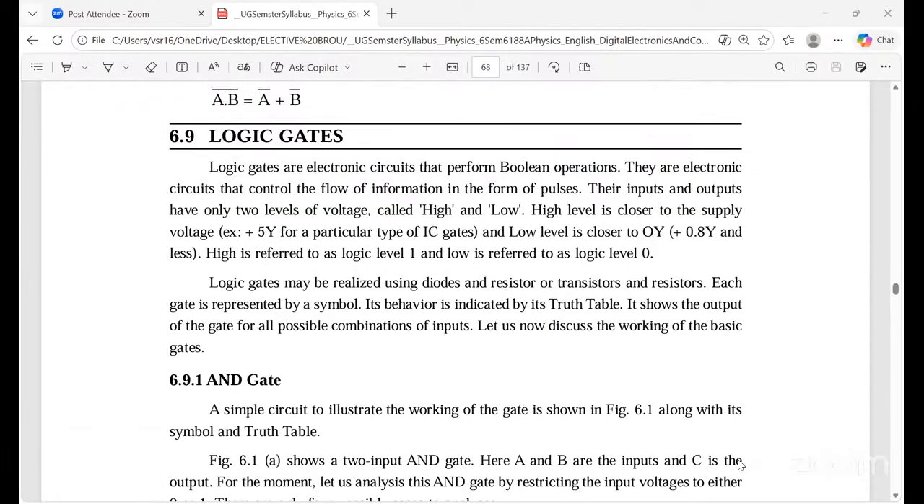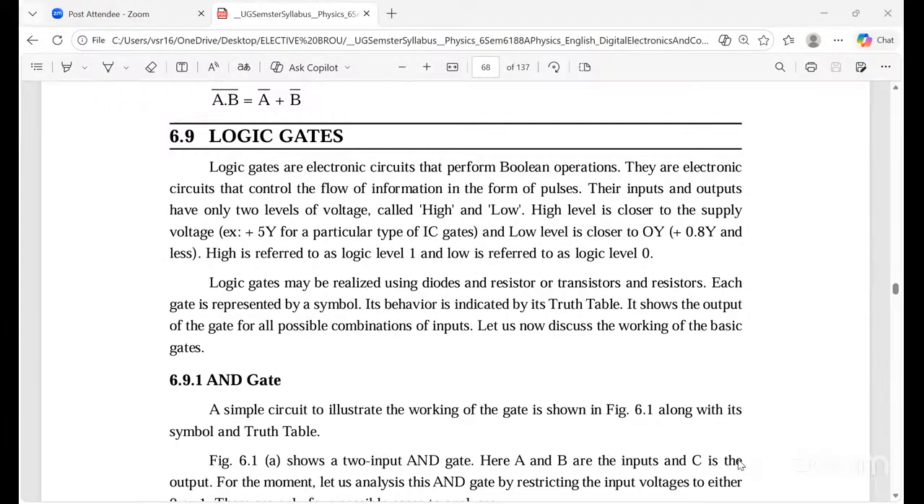So you have to know what is meant by a logic gate here. The logic gate performs Boolean operations. This is an electronic circuit which controls the flow of information in the form of pulses. The pulse should be either low or high. Low means 0, high means 1. That is the thing you need to understand.